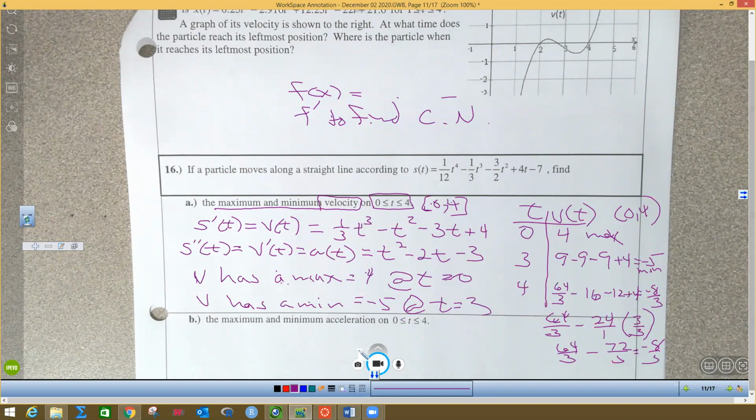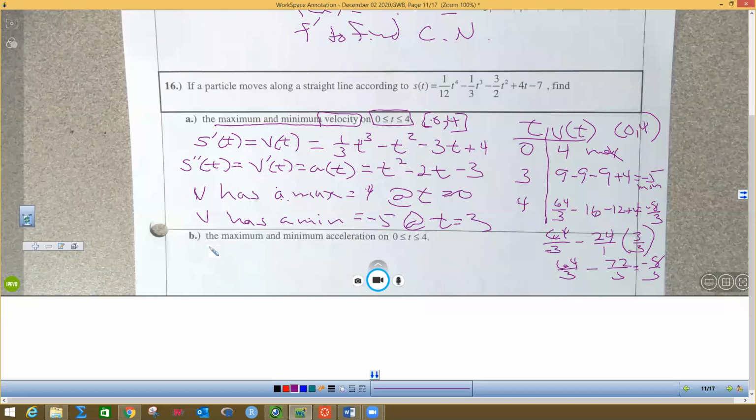And we're going to come on down here and do this last part. It says find the max and min of acceleration. So we got acceleration. We found it up there, right? So I'm just going to write it down again. You don't have to show them where it came from because we already showed them right here. Okay, so I'm just going to write it down so we have it.